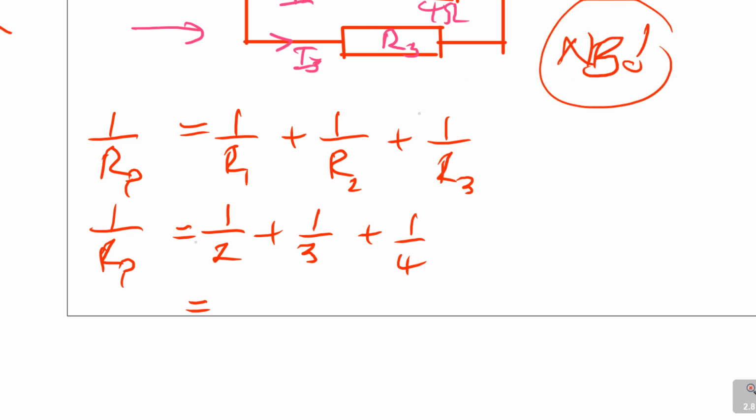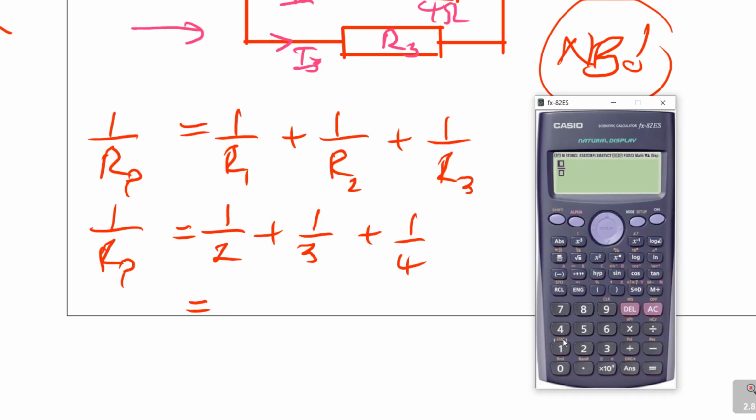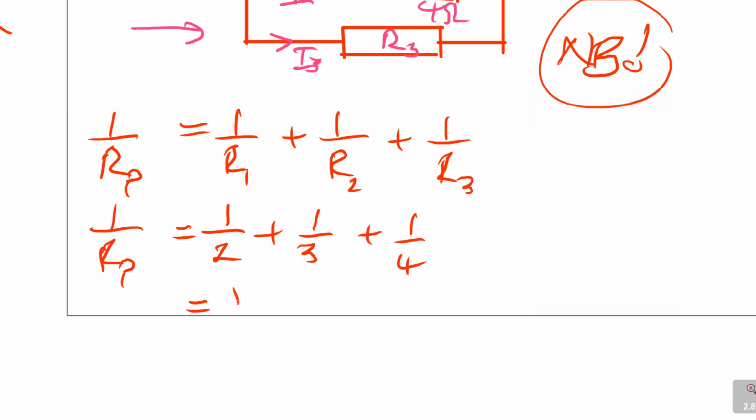Be careful. So what do you do after that? Take a calculator, add 1 over 2 plus 1 over 3 plus 1 over 4. See that? You add, get your answer. It's 13 over 12. But what is 13 over 12? It is 1 over RP. That's not RP, please.